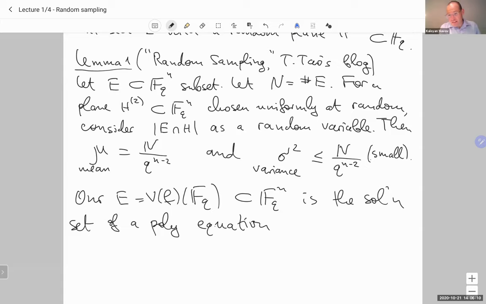Now, if I finish the sentence here, you will have a valid objection. You will say, hold on, any subset of F_q^n is the solution set of a polynomial equation by means of interpolation. If you give me a subset, I can concoct the polynomial which vanishes exactly on this set and which assumes some other value elsewhere. I can make it equal one elsewhere. So how is it useful that it is the set of solutions of a polynomial equation? Well, of a polynomial equation of degree D. Not every set is the set of solutions of a polynomial equation of degree D. So that's what we have to use about our set.